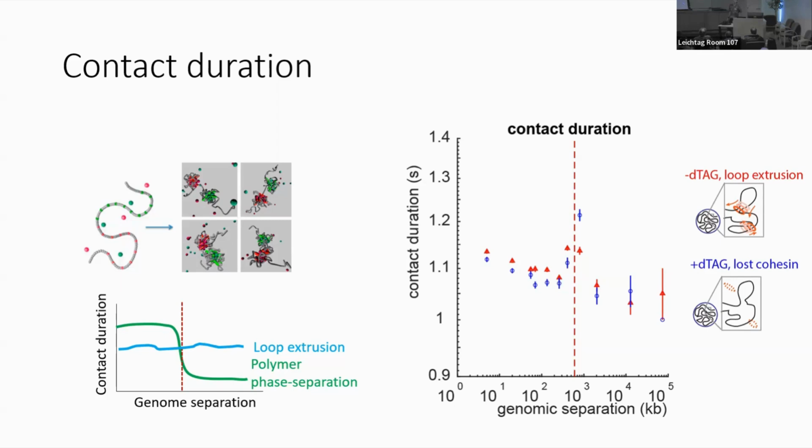If I understand correctly, your phasing of cohesin is like a catalyst for bringing two positions together. Yeah. And if you don't have it, it's purely diffusive.